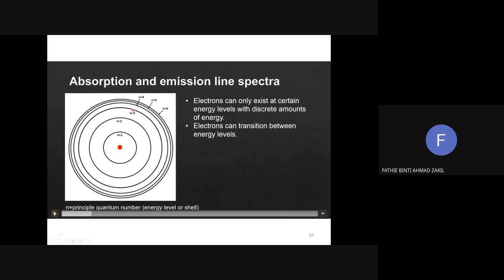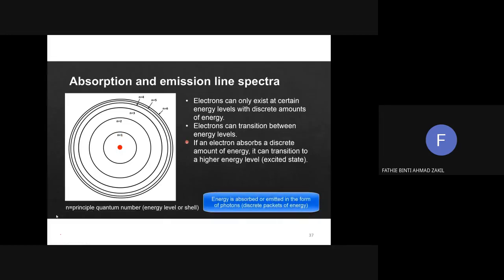Okay, kita punya motif kita nak kena differentiate apa itu absorption dengan emission n equals 3 down to n equals 1. If an electron absorbs a discrete amount of energy, it can transition to a higher energy level, which is called its excited state. So for example, an electron can absorb a discrete or exact amount of energy, and it will transition from an n equals 1 to an n equals 2 energy level. If an electron emits a discrete amount of energy, it can transition to a lower energy level. So for example, an electron in the n equals 2 energy level can emit or give off energy and transition to an n equals 1 energy level.